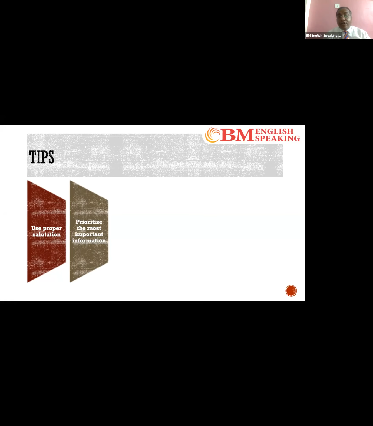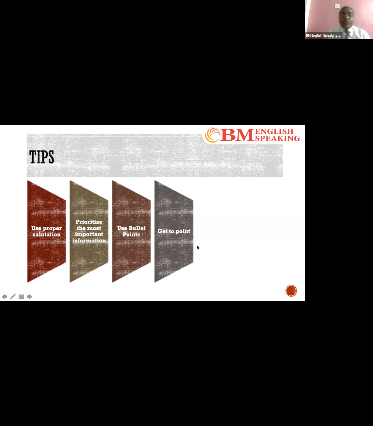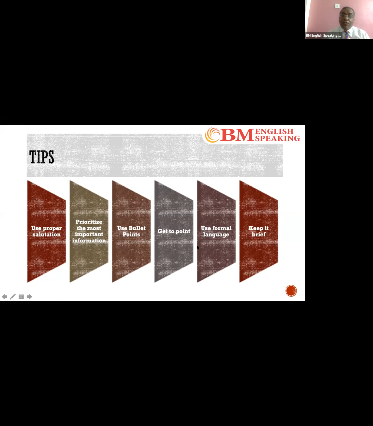Prioritize the most important information. Make sure that in that previous email, I could very clearly see all the details in the bullet points. Use bullet points, use bullet points, use bullet points. Get to the point, talk about what you're talking about in this email, use formal language, and keep it brief.